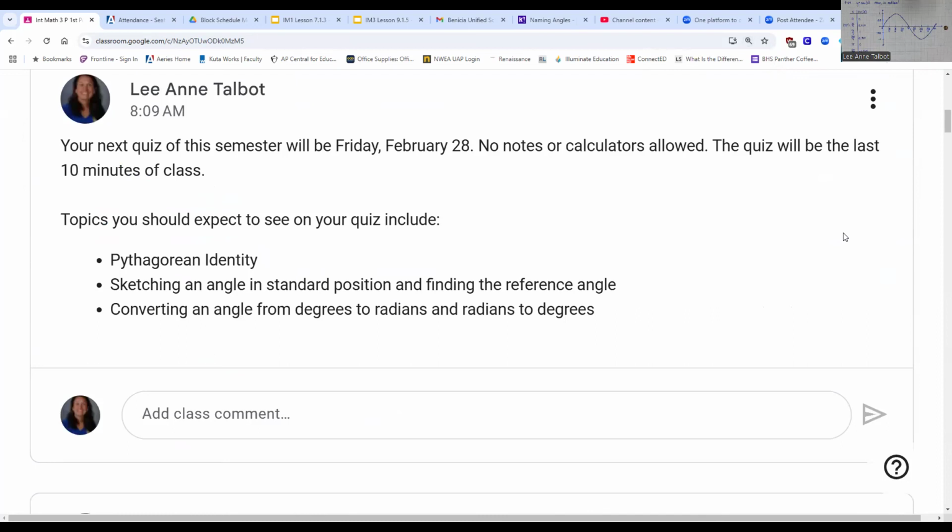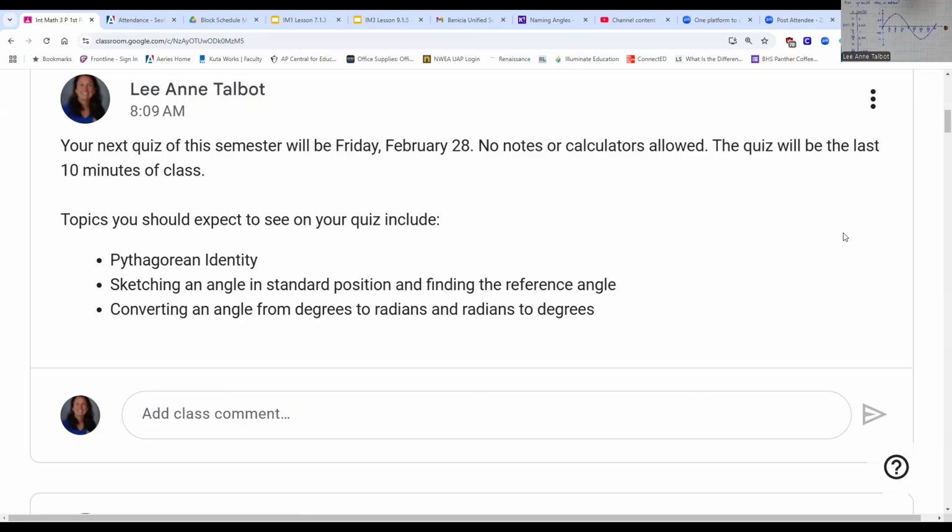Last thing I want to show you today. We have a quiz Friday. These are our topics. First topic is Pythagorean identity. That was like number 15 and 16 on your weekend homework worksheet. Make the triangle in the appropriate quadrant, do Pythagorean theorem, and so on. The second one is sketching an angle in standard position and finding the reference angle. That's as easy as it sounds. The angle on the quiz is not in the first quadrant this time, though. No, I'm not telling you the quadrant.